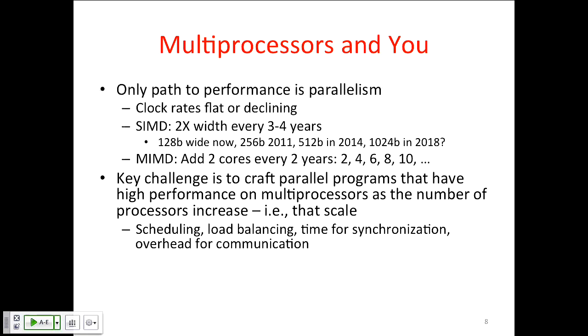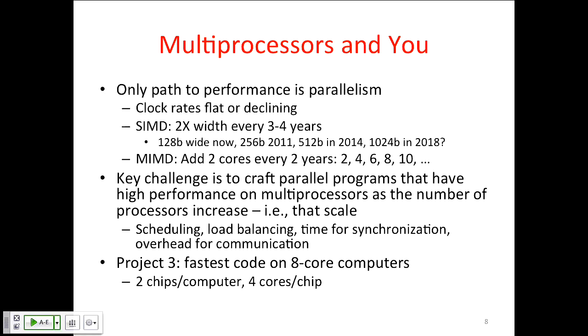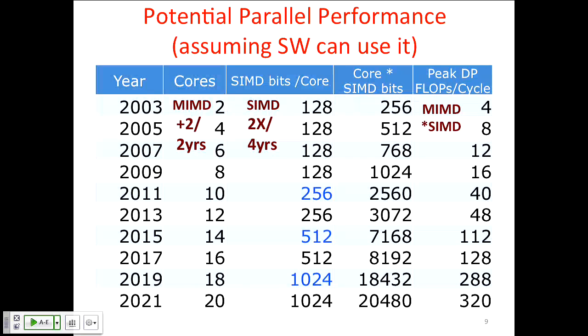So let's take a look. In project 3 you'll be trying to write the fastest code on an 8-core computer that has SIMD extensions. That'll be your project. But if you take a look at what's happening in the industry, this is partly reality and partly projection. What's happening over time is the number of cores on a chip is going up slowly. It's about plus 2 cores every year, an arithmetic progression.